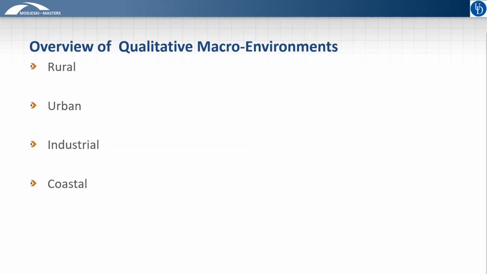Historically, macro environments have been divided into four main categories, which are largely qualitative. So if we start to think through these four environments, rural, urban, industrial, and coastal, and think about them in terms of chlorides and humidity, the first conclusion we can make is that the rural environment is relatively benign and there's no special considerations needed here.